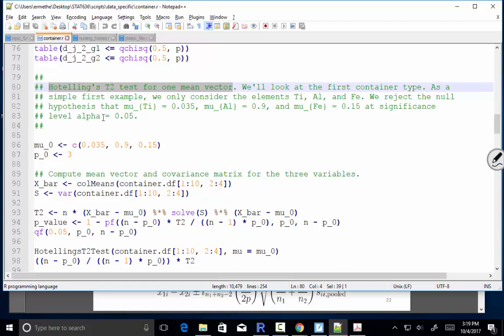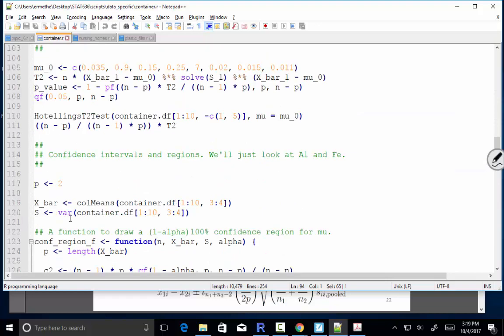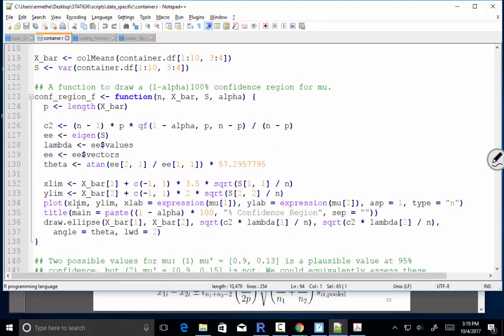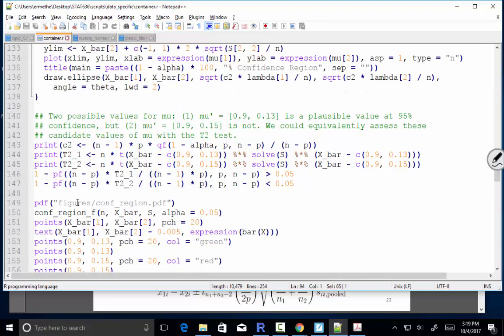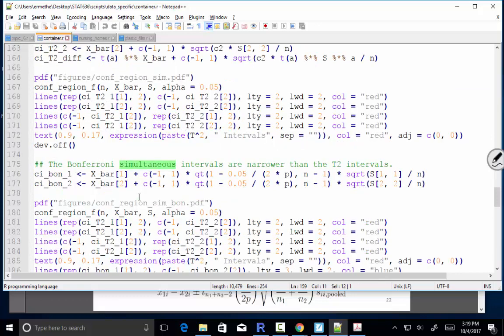That's topic 5 stuff. So I can compute t-squared and a p-value as a right tail probability in a scaled F distribution evaluated at my t-squared. Similarly, we could put together confidence regions and confidence intervals. Here are simultaneous confidence intervals, both t-squared style and Bonferroni style.